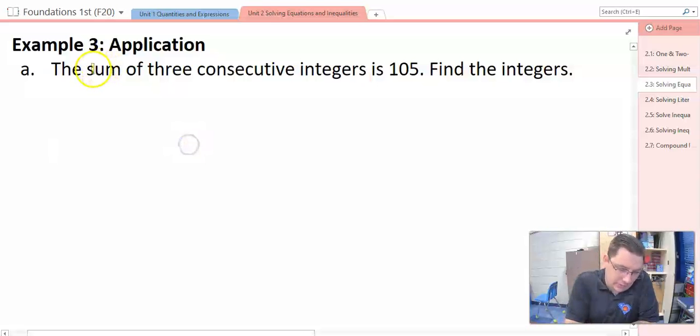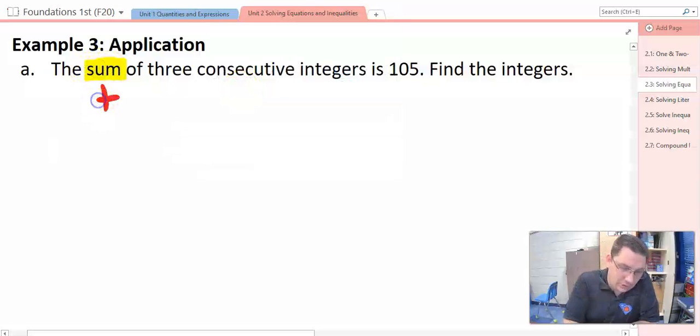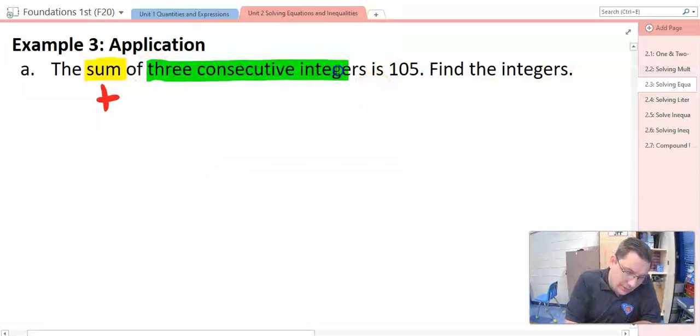All right, first off, the sum means what operation? Sum means that I'm going to be doing what? Addition. Okay, so whatever follows, I'm going to be adding it together, right? The sum of what? It says 3 consecutive integers. Okay. Now, pay attention. I'm not doing like just the number 3 here. Okay. But I'm doing consecutive integers.